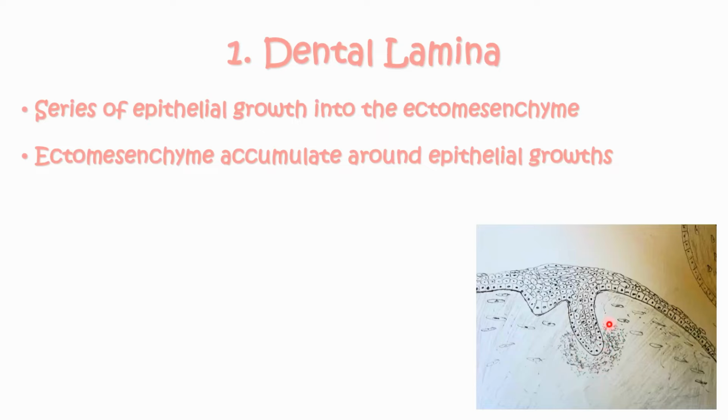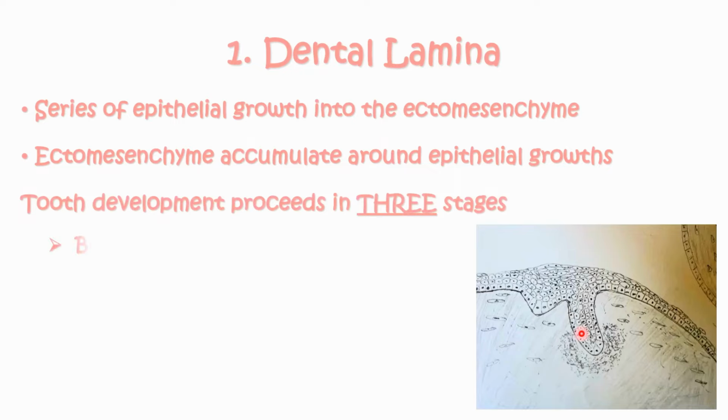Tooth development then proceeds in 3 stages. The first one is bud stage, the second one is cap stage and third one is bell stage. Initially, this will form a bud stage, later it gets converted into cap and later on into bell stage. In the bud stage, the cells form a bud-shaped structure. The bud then transforms into cap and then followed by a bell stage.